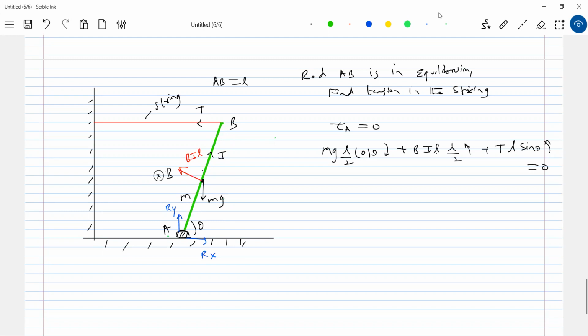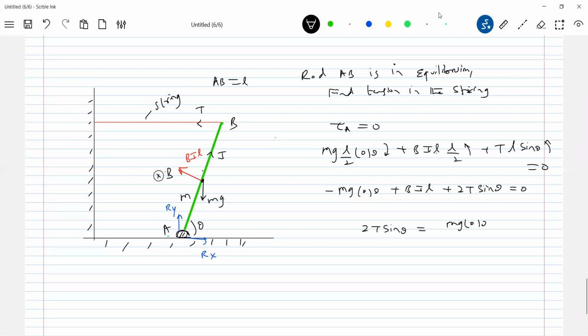Equate this. Taking L by 2 common, mg cos theta minus BIL plus 2T sin theta equals 0. Solving this, we get the expression for the tension: 2T sin theta should be equal to mg cos theta minus BIL. This will be the tension.